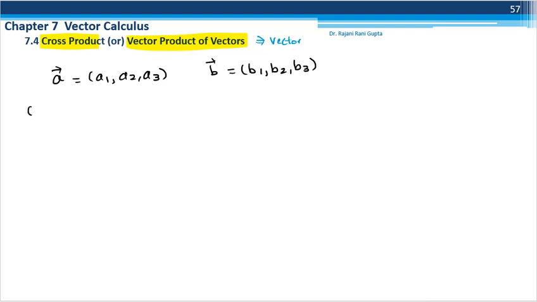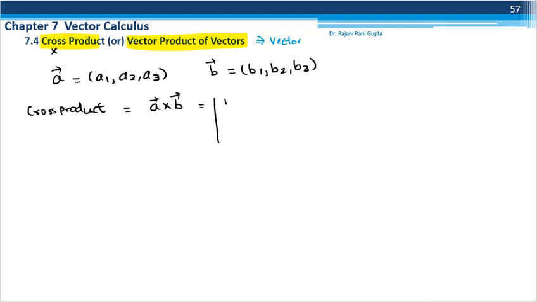Then we find the cross product of vector A and vector B. First of all, you should know how to denote it: A bar cross B bar. Since it is the cross product, we use the notation cross. We find it as, again, there are two rules similar to the dot product.